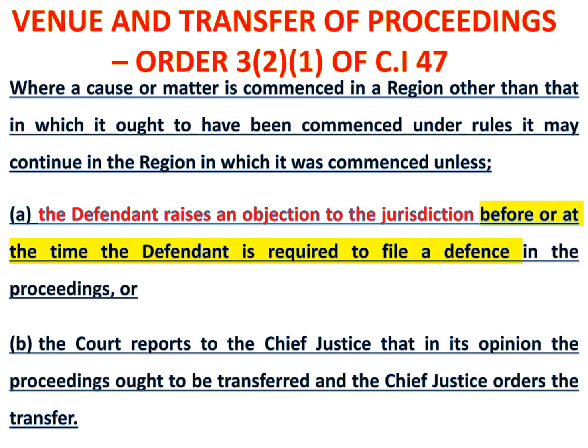Now, I have mentioned that under Order 3 Rule 1, there are different regions in which an action can be commenced. I have also mentioned that if you commence an action in the wrong venue, it shall continue in that wrong venue unless the defendant raises an objection to the jurisdiction before or at the time the defendant is required to file a defense, or the court on its own motion reports to the Chief Justice that the suit be transferred. Now, my question is this: what happens after the suit has been transferred? For example, after you commence the action, you obtain an injunction before the defendant raises an objection and the suit is ultimately transferred.